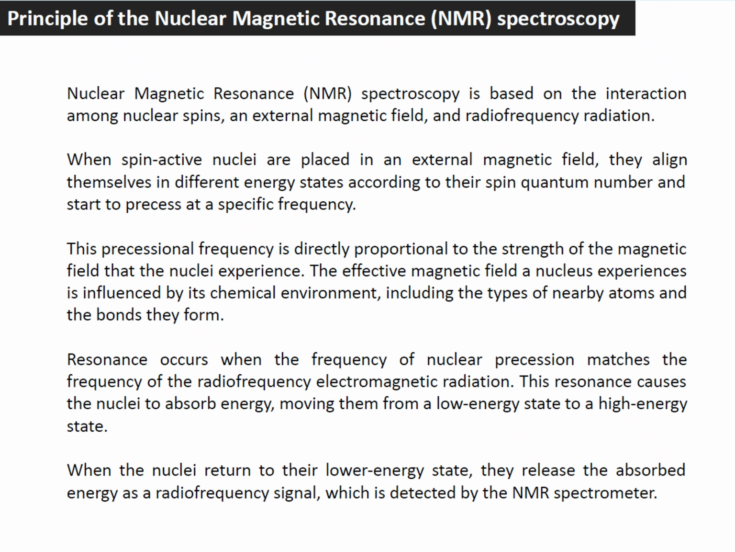The effective magnetic field a nucleus experiences is influenced by its chemical environment, including the type of nearby atoms and the bonds they formed. Resonance occurs. You can see the resonance. So this is the main thing. Resonance occurs when the frequency of the nuclear precession matches the frequency of the radio frequency electromagnetic radiation. So whenever the teacher's mentality is aligned with the students' mentality, then there is very good chemistry between them. So this resonance causes the nucleus to absorb energy.